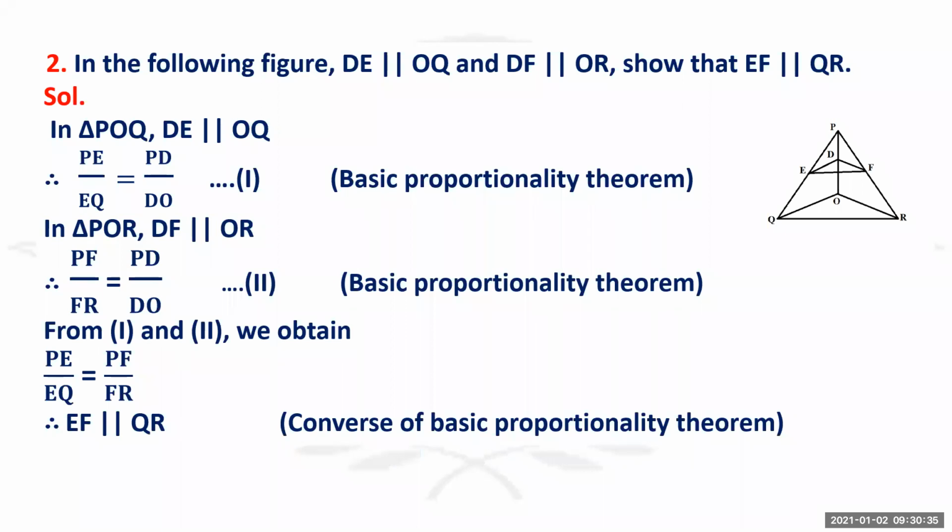So from statements 1 and 2, look at PD and DO. It's coming in equation 1 and also in equation 2. Understood? So you'll get PE upon EQ equals PF upon FR. Now when the sides of the triangle are in proportion, the line is parallel. So you'll get EF parallel to QR by the converse of the basic proportionality theorem.